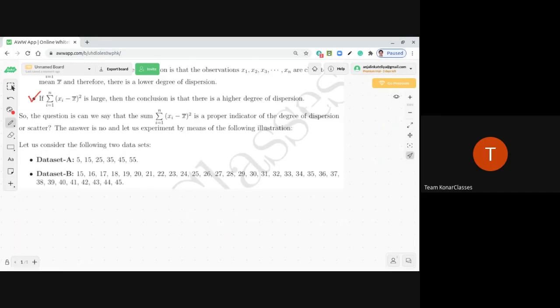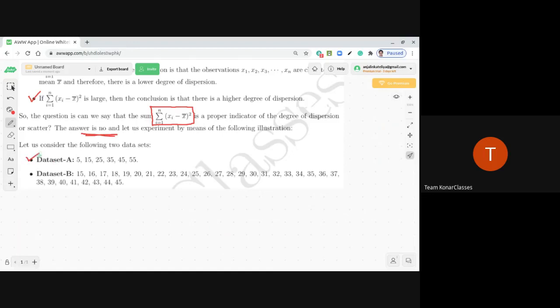So as I was telling, apparently it looks like this summation, summation i equal to 1 to n (xi minus x bar) whole square, is a proper indicator of the degree of dispersion or not. So the answer is no, but why it is no, we should have a proper justification before we say no.